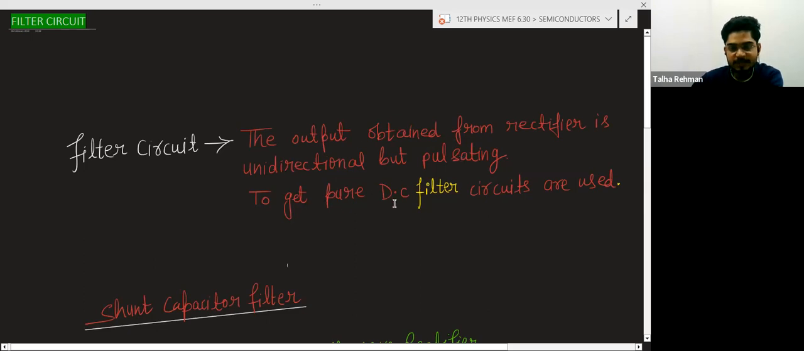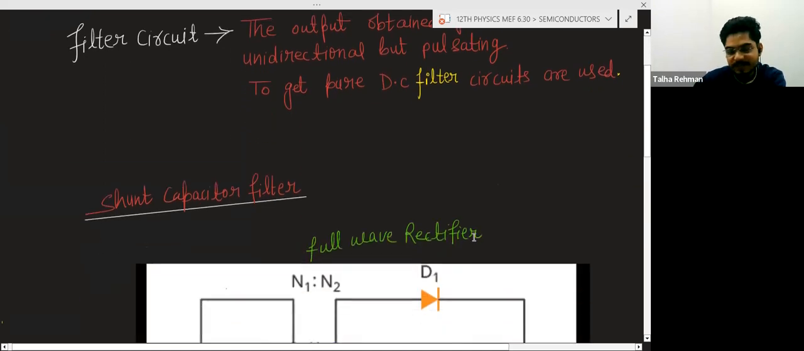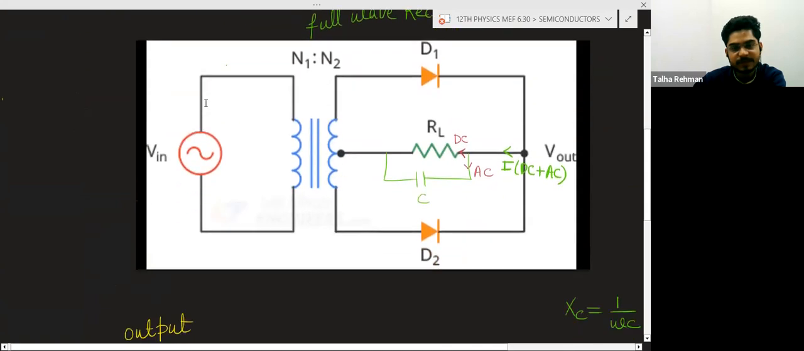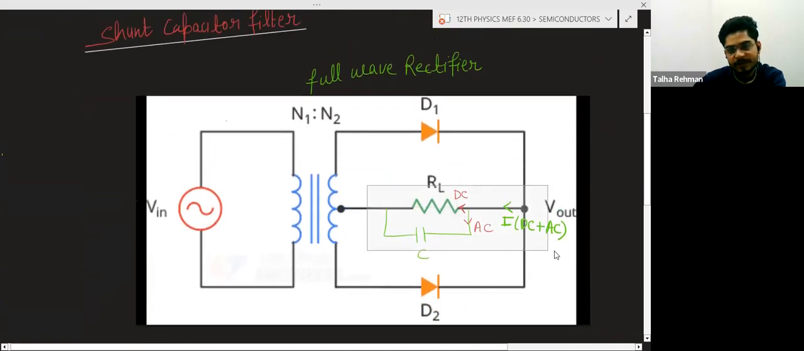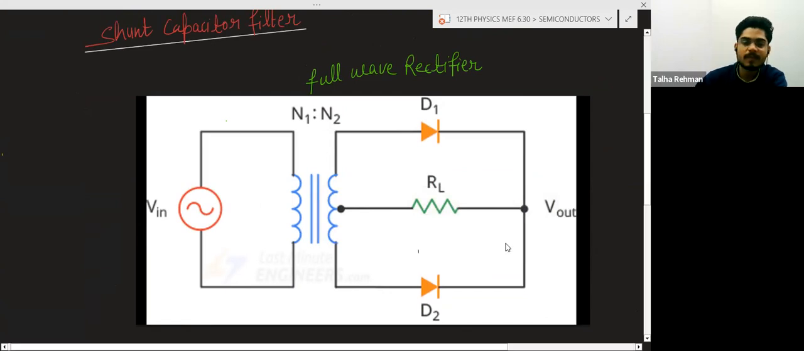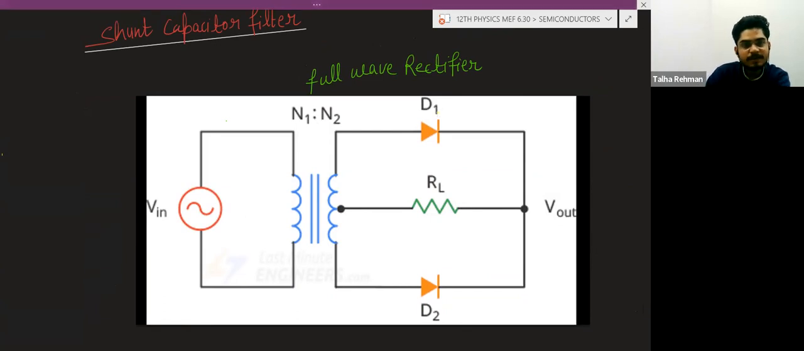To get the pure DC, filter circuits are used. So we will discuss the filter circuit, and there is a filter circuit known as the shunt capacitor filter. So what is the shunt capacitor filter? This is the full wave rectifier. In this full wave rectifier, what we will do?